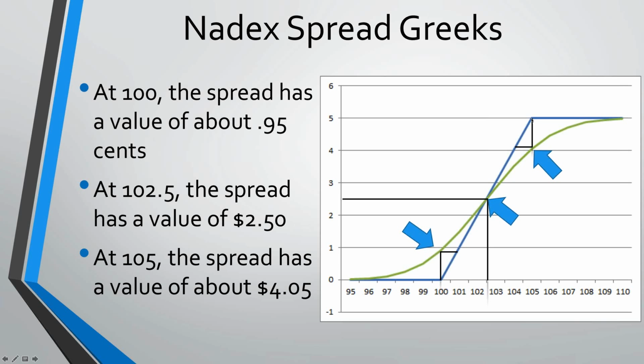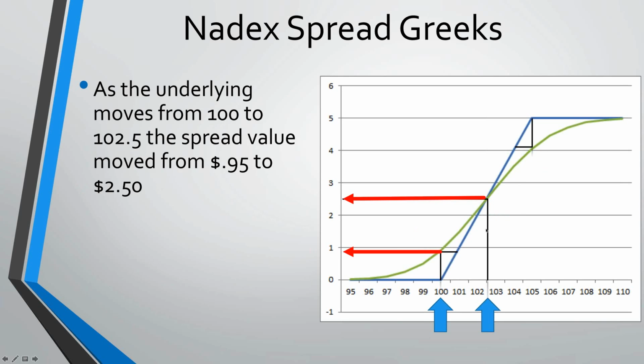So if we know this corner piece right here is at 105, and we drop down, we see it's just about $4. We'll call it about $4.05. Again, we're not worried about the exact numbers here. This is to show you that as the underlying went from 100 to 102, we see a certain increase of the underlying, and we see a certain increase of the spread. Let's take a look at those.